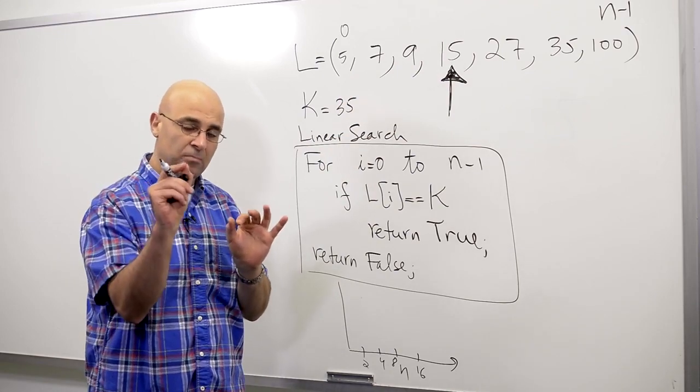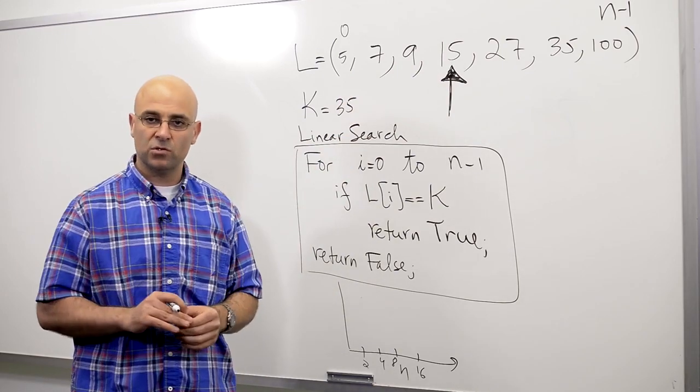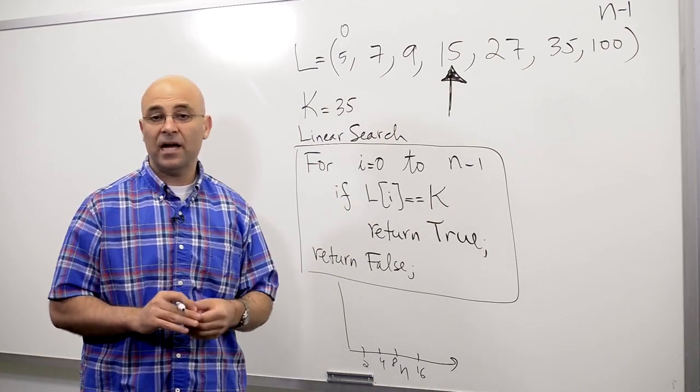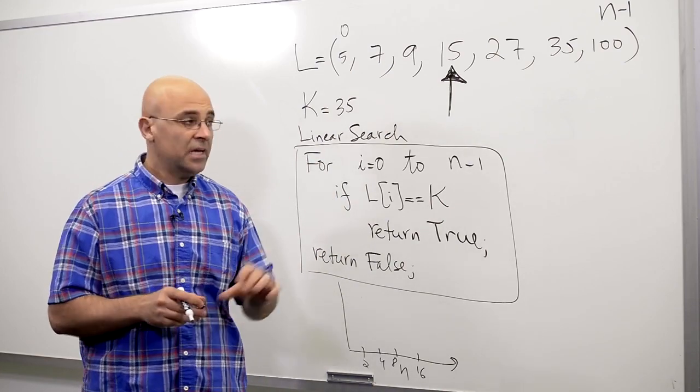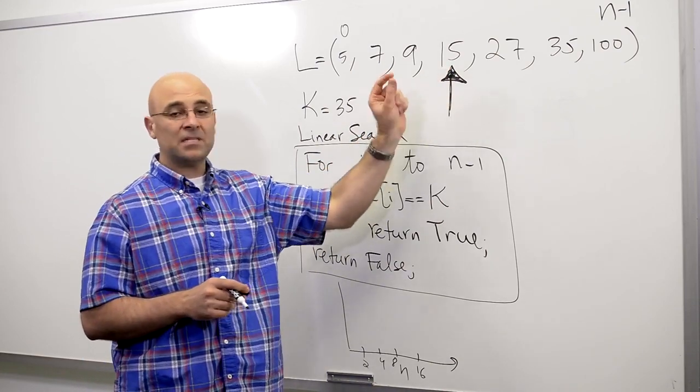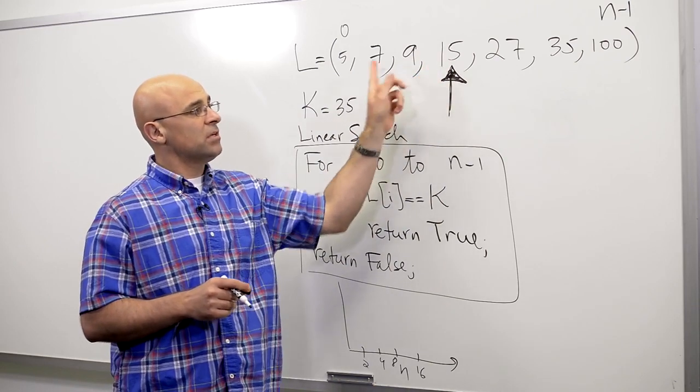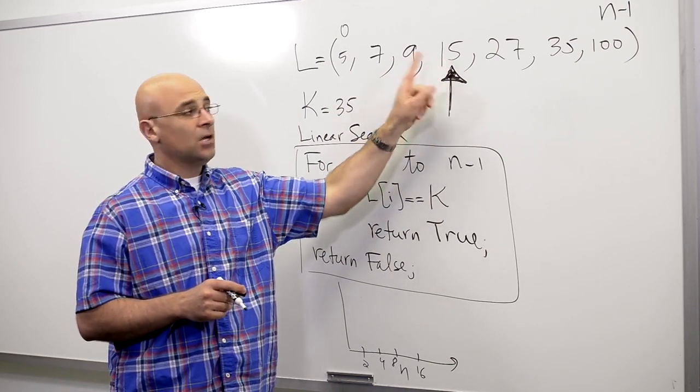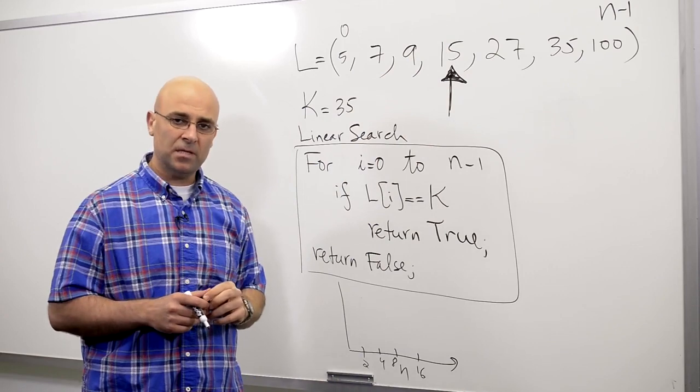I went to that midpoint and found it there. I am done. I return true. If it's not there, I have one of two choices now. Either 35, or that element I'm looking for, is smaller than the value at the midpoint, or it is bigger than the value at the midpoint.